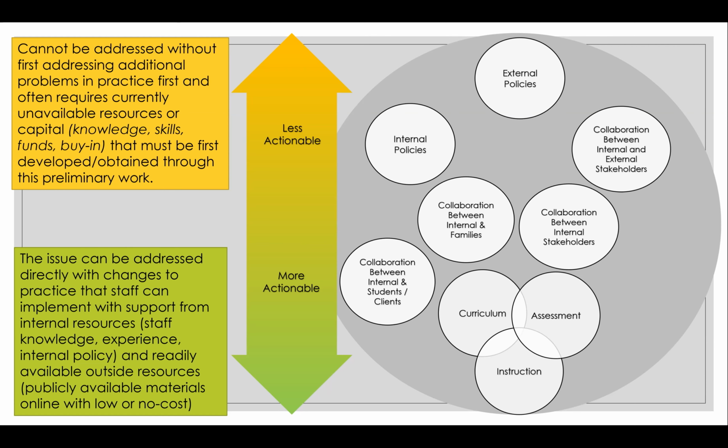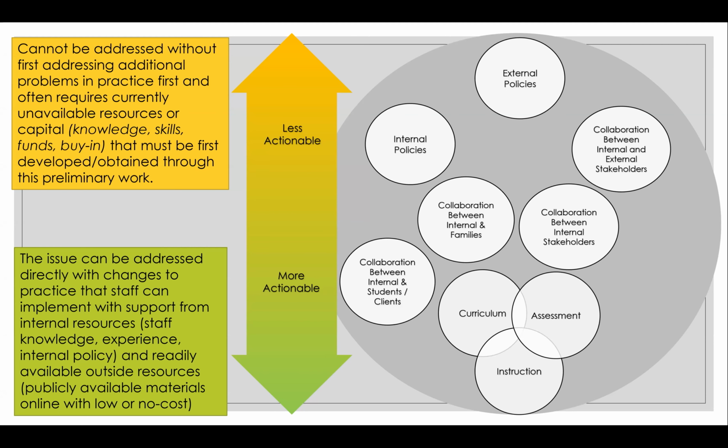And less actionable items are those that can't be addressed without first addressing some inner setting challenges. So that's that fire breathing dragon that you want to take on, this complex multi-step issue, but you need to take on the individual steps first and break it down. So those less actionable items are external policies, right? External collaboration to some degree.